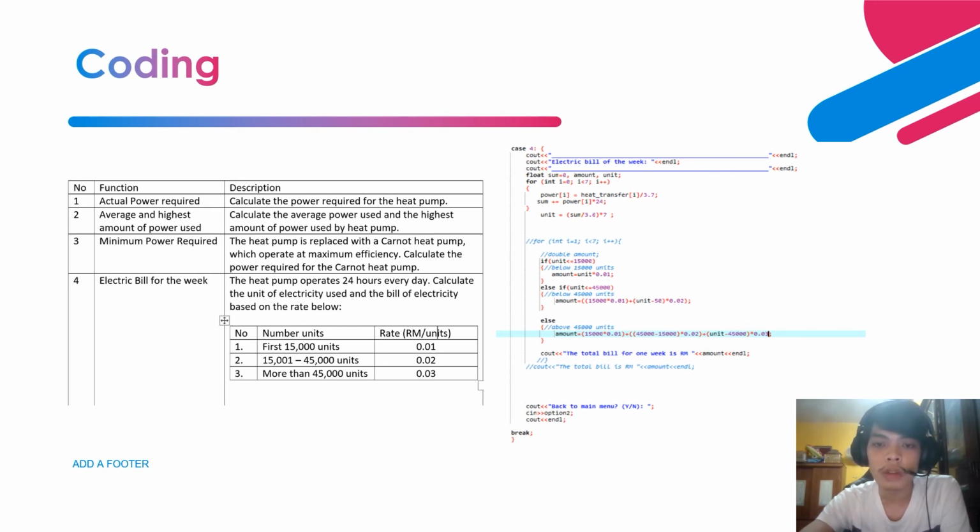Then we will count the unit by using this formula. Then there are 3 statements that we take from the question, which is the first thing, if unit is equal or less than 15,000, the formula is as below. And if unit is less than or equal to 45,000, the formula is as below. And the last thing, if the unit is more than 45,000, they will perform this formula. Then the last thing, they will print out the output, which is the total bill for 1 week. Thank you.